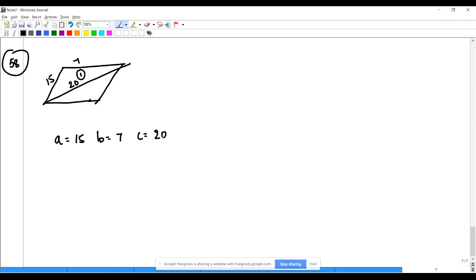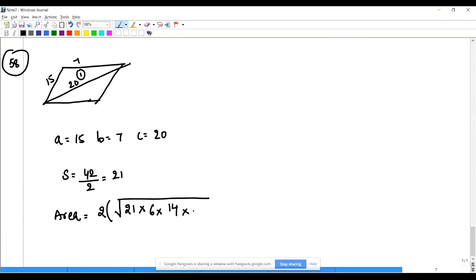So I can say 20, 30, 42, and s is equal to 42 by 2, which is equal to 21. So area is equal to 2 into, because you have two triangles, each triangle's area is the square root of s into 21 minus 15 is 6, 21 minus 7 is 14, 21 minus 20 is 1. So you have 1 7 here, you have 1 7 here, so you can take out 1 7. You're left with 3 2s are 6, 6 6s are 36, so you have 6. So you have 42 into 2, which is 84. That's your area of it.